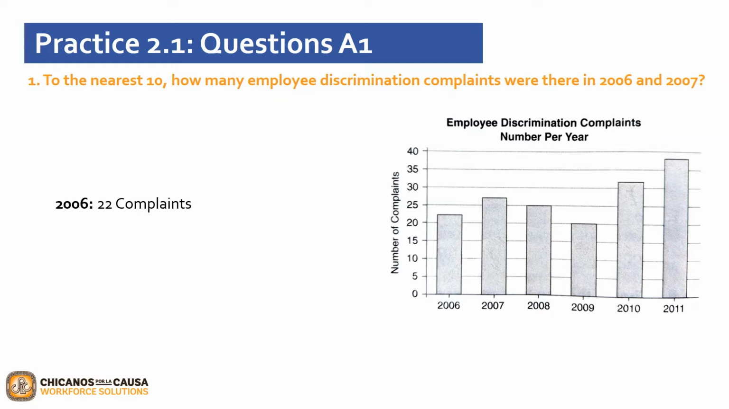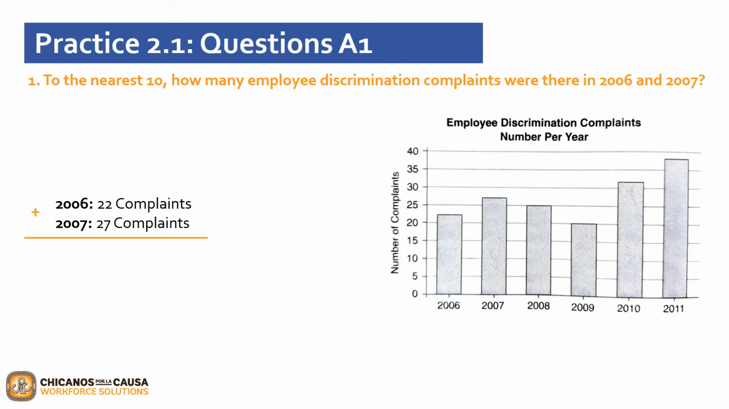For 2007, we have about 27 complaints. The same goes for where the bar aligns, so it falls somewhere between 25 and 30. So 27 is going to be our rough estimate. Either way, the question is asking us to find the answer to the nearest 10, so it doesn't have to be exact. So now let's go ahead and add these together.